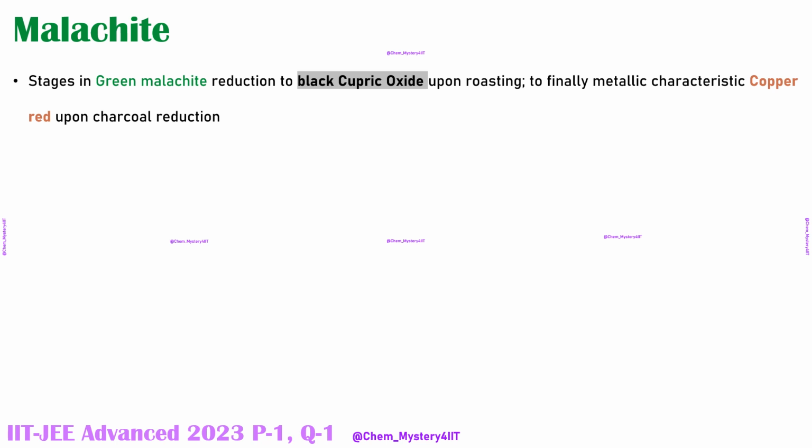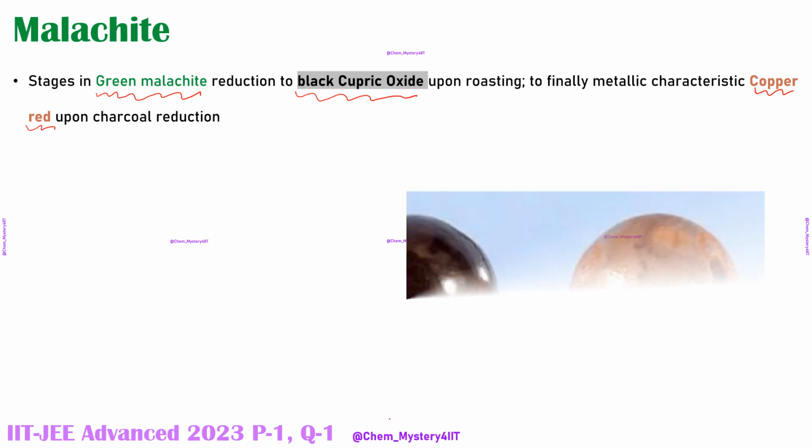Here are the stages traditionally known for malachite. There are different stages of the reduction of malachite. Green colored malachite is first reduced to the black colored cupric oxide when we are roasting, and then that roasted cupric oxide is finally reduced by charcoal or coal based reduction. So you can see the color change, the green color converting into black. Malachite becomes cupric oxide, and then upon reduction in the subsequent step we get the characteristic copper red colored metallic copper.